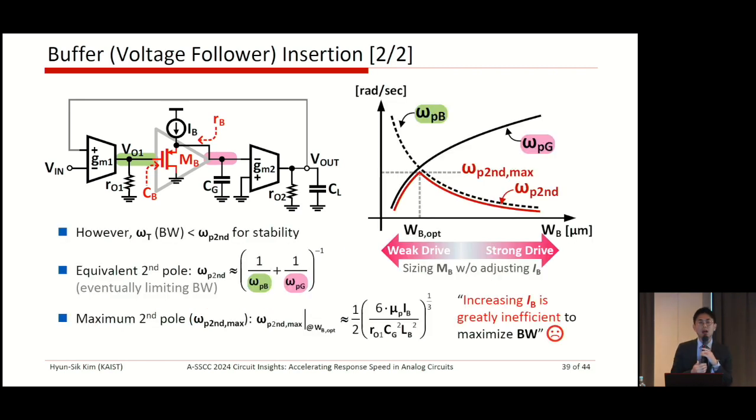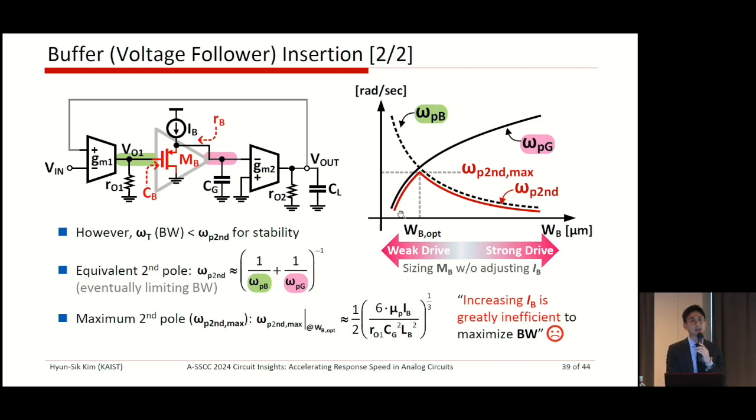So how do we design the voltage buffer? This is very hard, because the two poles can be modeled as one equivalent second pole, which is the reciprocal of one over omega of the buffer input pole and the gate pole. Even if we fix the bias current IB, because increasing IB is not ideal, with the fixed IB, which one is the better design?